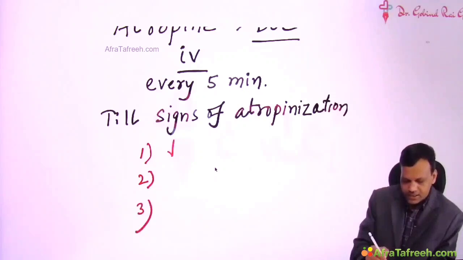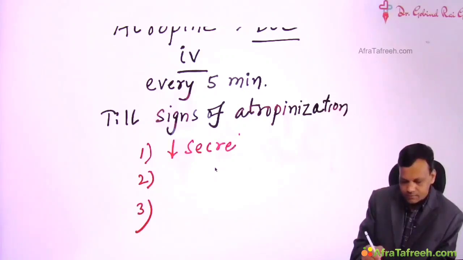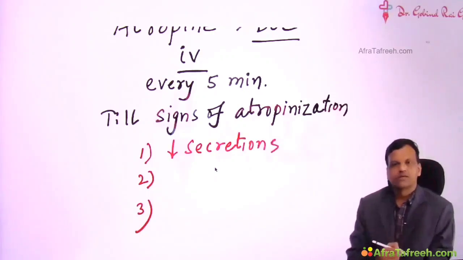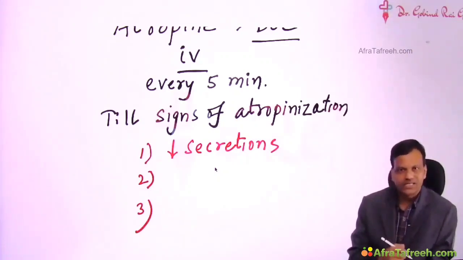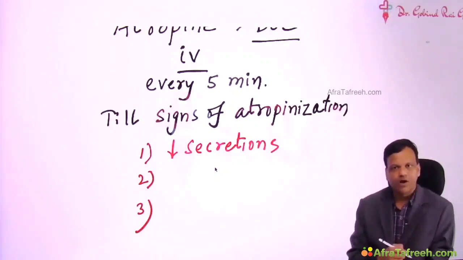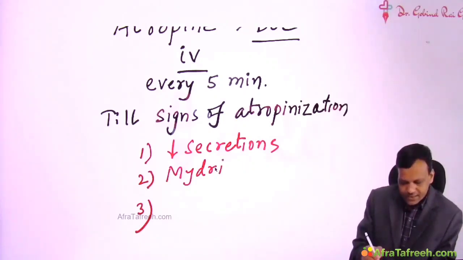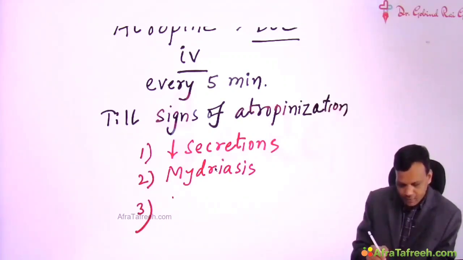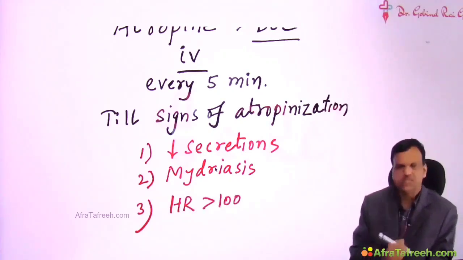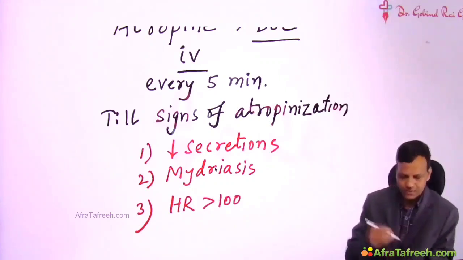One is a decrease in secretions. The person was having profuse sweating, the person was having increase in secretions. So when we block M3, secretions will decrease. Second, there will be mydriasis. And third, there will be tachycardia, heart rate more than 100. So these are the 3 main signs of atropinization.